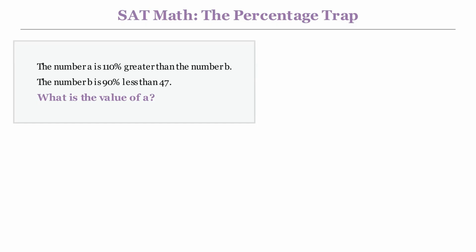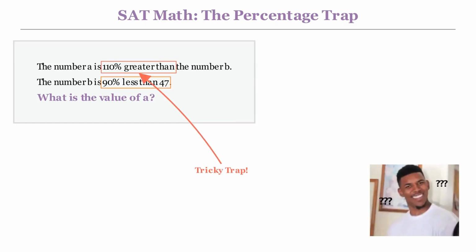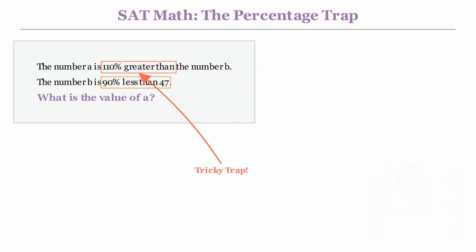Now, if you felt your brain start to panic, that is exactly what the test wants you to do. This question is designed to seem confusing. Why? Because there is so much going on at once. You have two unknown numbers, A and B, and you are dealing with percentages, one of which is above 100% and one of which is less than 100%. This looks like a nightmare of algebraic steps.